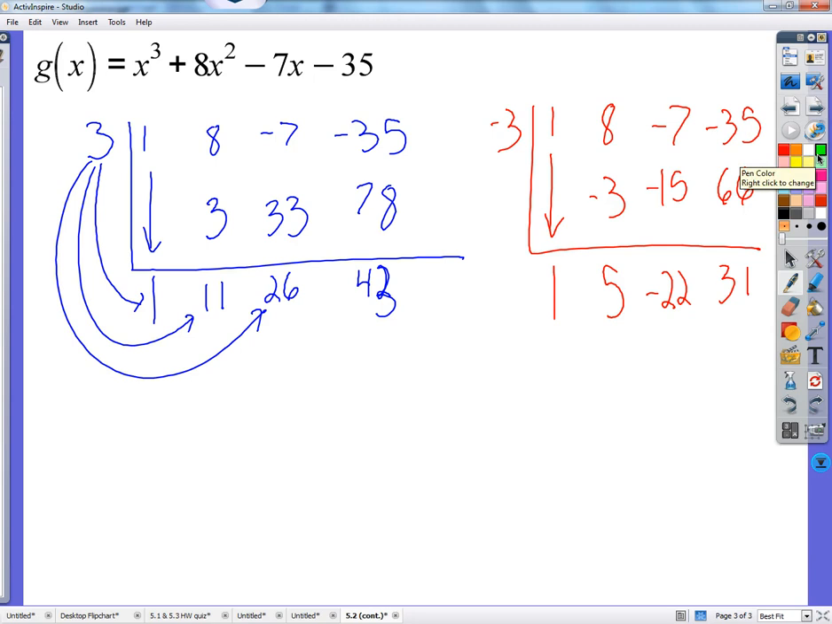Synthetic substitution starts the same way for everything. You set it all up, you write down the coefficients, you bring down the leading coefficient. By the way, you have to write these in order: highest degree, next degree, next degree. And if the 8x squared was missing, you need to put a 0 there. So those are a couple of conditions on synthetic substitution. But for this problem, we would always put 1, 8, negative 7, and negative 35, and bring down the 1.